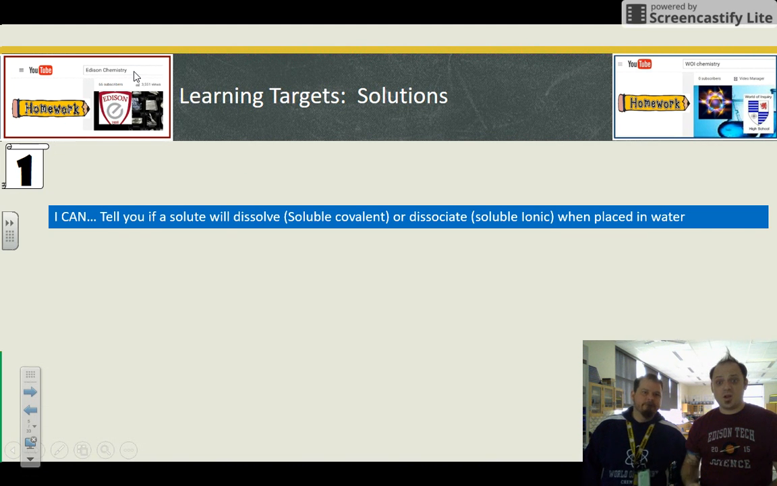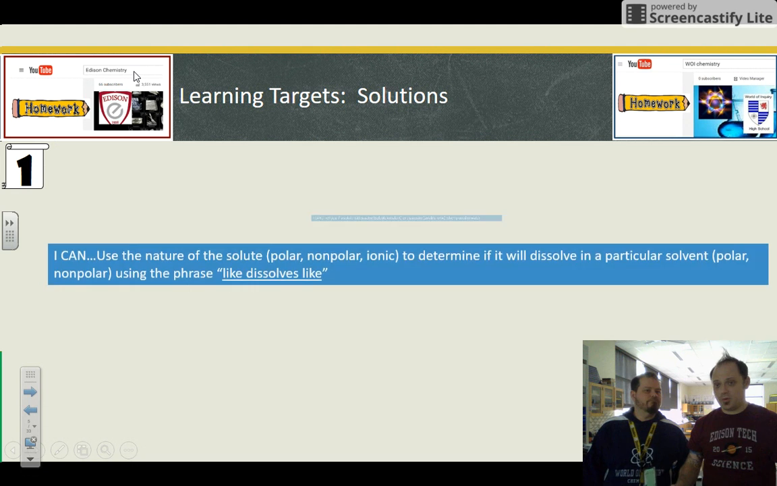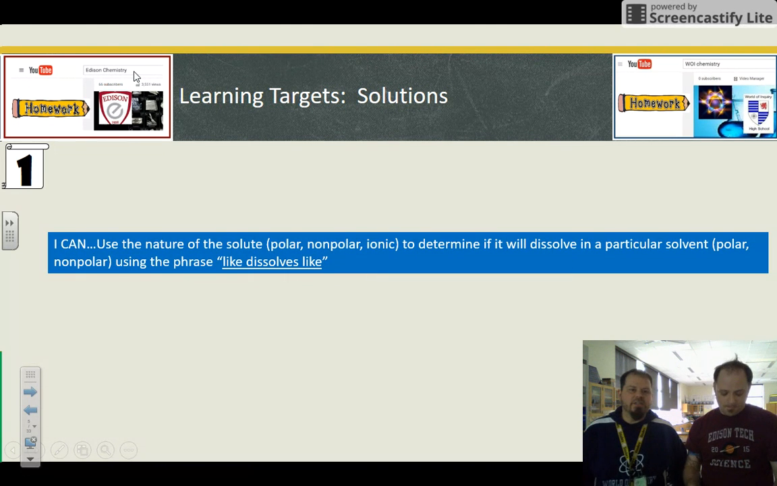Tell if a solute will dissolve or dissociate when placed in water. So back to chemical bonding. Is it ionic or covalent? Is it going to dissolve or dissociate? Polar or non-polar? Use the nature of the solute, polar or non-polar, ionic, etc., to determine if it'll dissolve in a particular solvent.